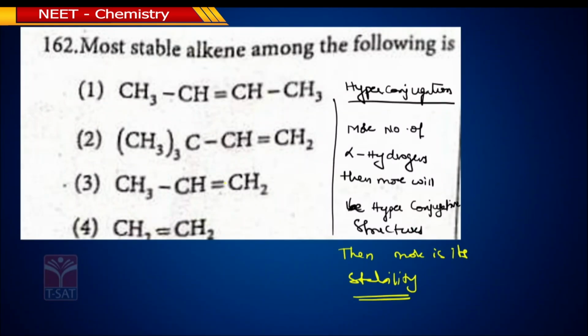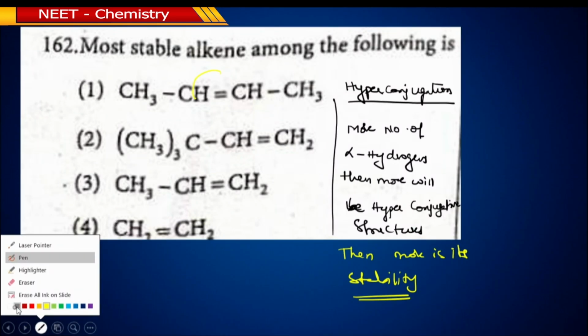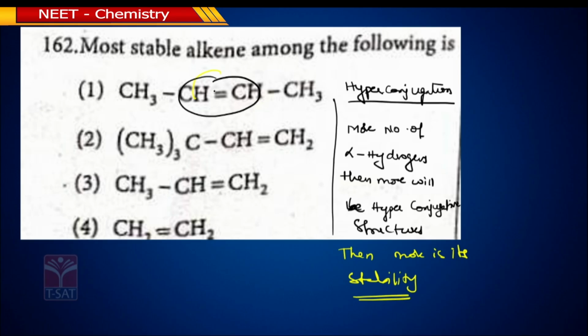See now, where you will be having more number of alpha hydrogens, you can see this double bond, that is the very first option I am seeing. This is the first option. So, it is having 2 alpha carbons. The carbons which are adjacent to the double bond are alpha carbons. Hydrogens present on the alpha carbon are alpha hydrogens.